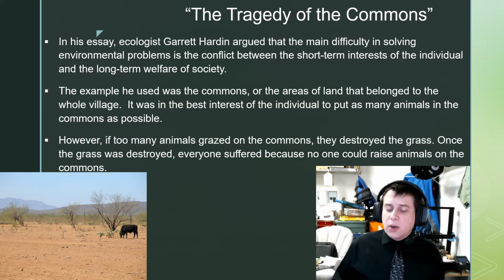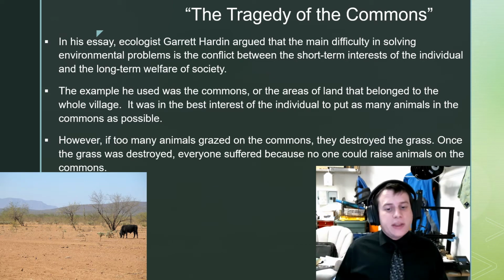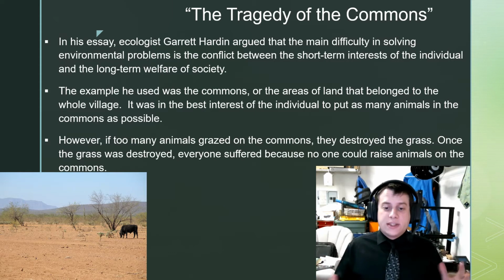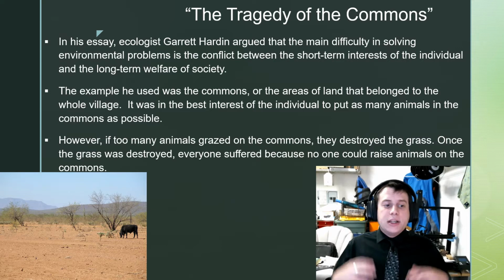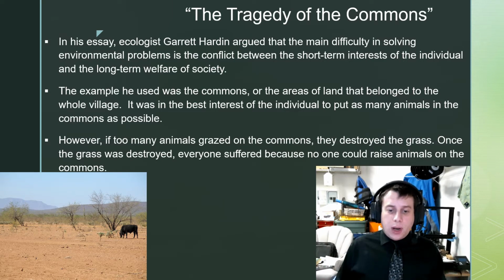However, the problem is though, if everybody thinks that way and everybody says, I really just want one more cow on the land, and everybody thinks, well, I'm just adding one cow, and what difference is one cow going to make? Pretty soon everybody there has added that, and that's doubled or more the size of the herds that are on there. All right? And if too many animals graze on this common ground, they're going to eat all the grass, and once the grass is destroyed, everybody will suffer because no one can raise any more animals on the commons.